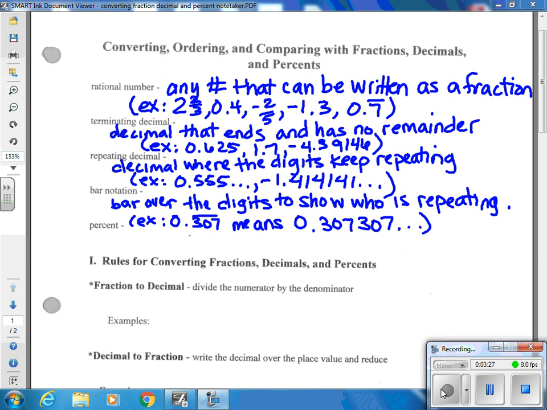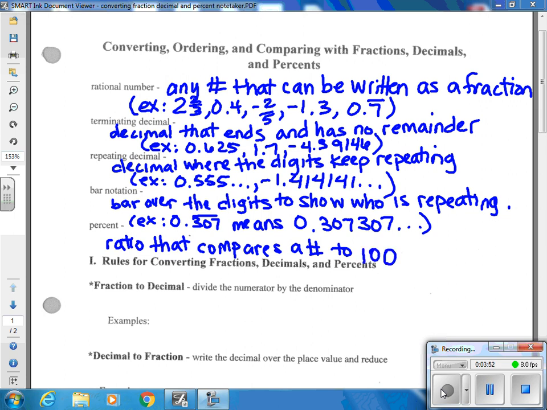All right, and then in this category, a percent is a ratio that compares a number to 100. The word percent actually gives away the key phrase there. Per cent, it takes 100 cents to make a dollar, so it's per 100. All right, so out of 100.